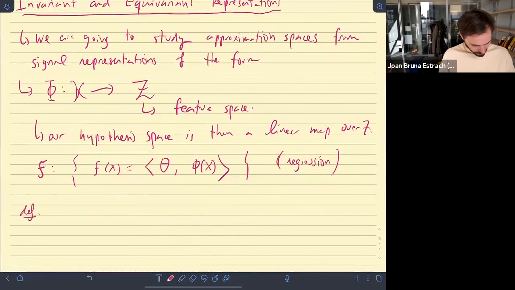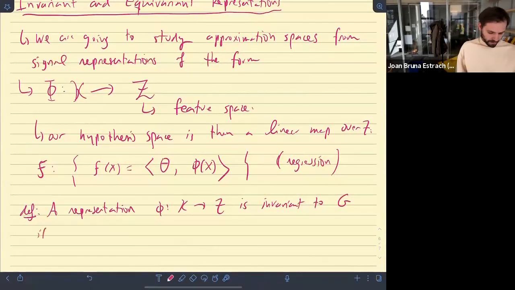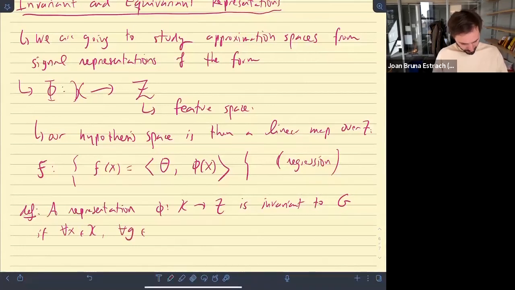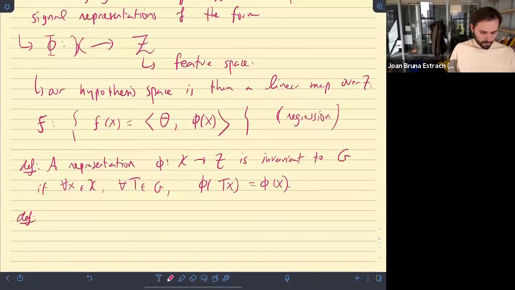A representation phi from the input space to the representation space is invariant to a certain group of transformations G if, and that's the obvious definition, for every x and for every transformation T in my group, we have that the representation of T of x is equal to phi of x. That's probably obvious to everyone.